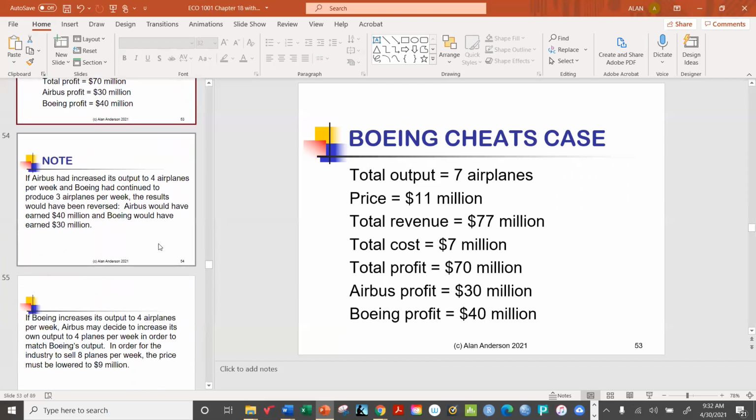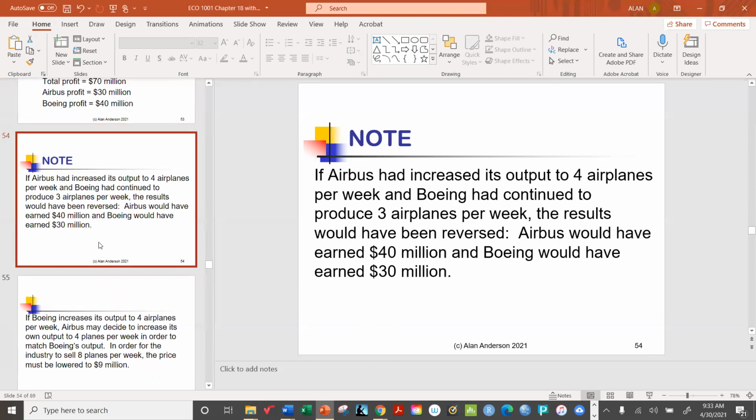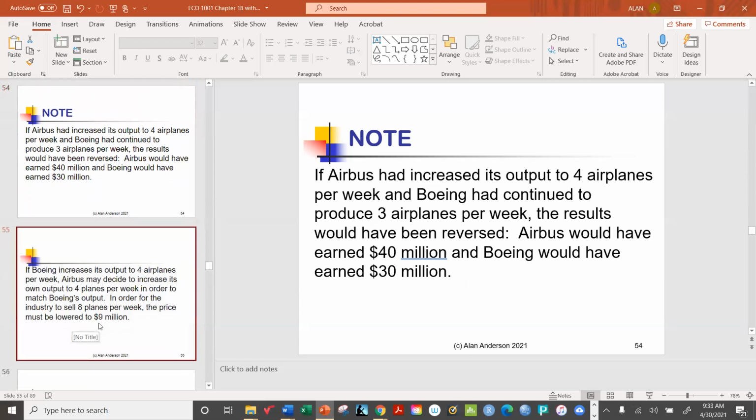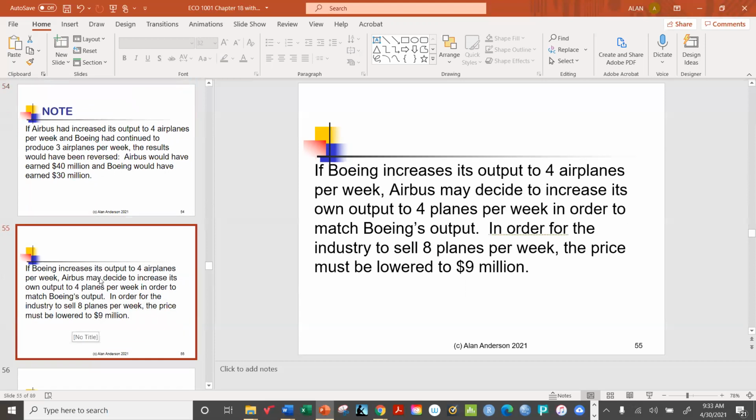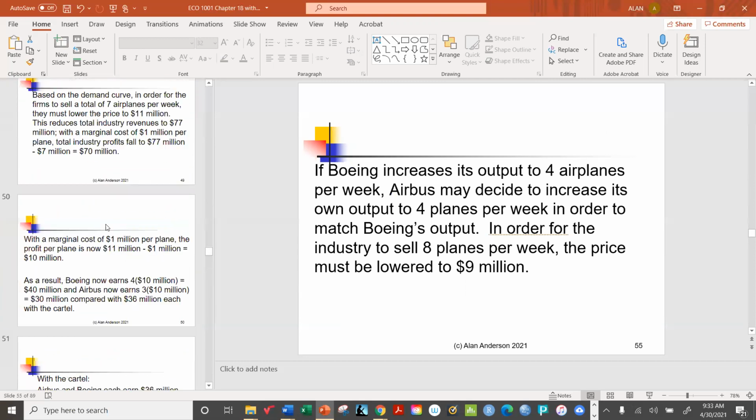Oh, by the way, I want to mention here that if Airbus had been the cheater, all of this would have worked backwards. All the numbers would have been the same, except that Airbus would be at 40 million and Boeing would be at 30. So either one of them, if they cheat, you can see they can make more profits at the expense of their competitor. So now if Airbus says, well, now that we know that Boeing is cheating on us, why don't we raise our output to 4 planes per week too? That would bring the industry total to 8 planes.